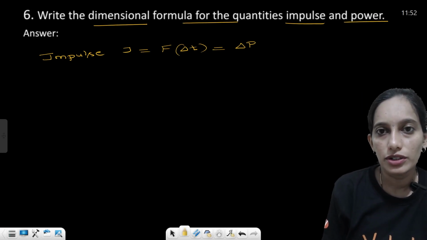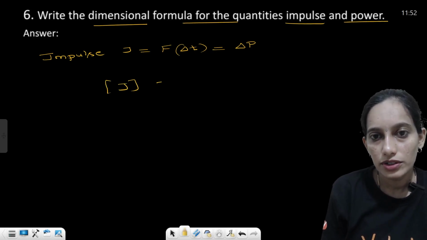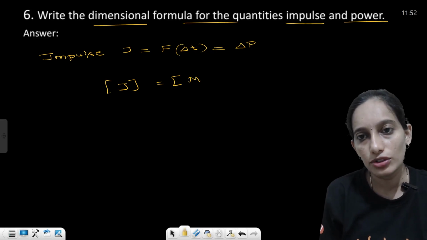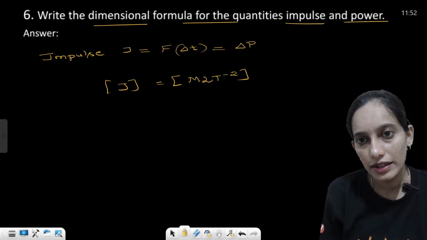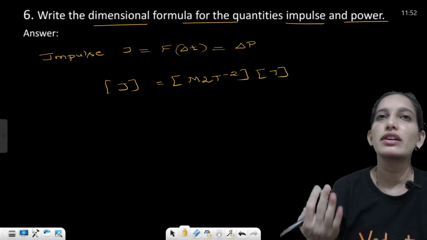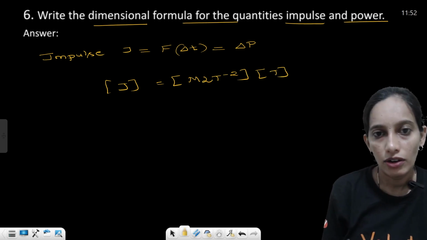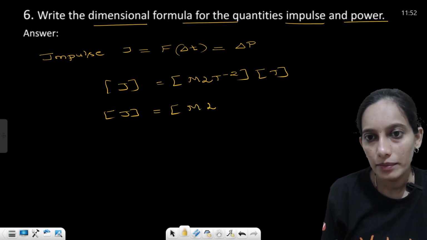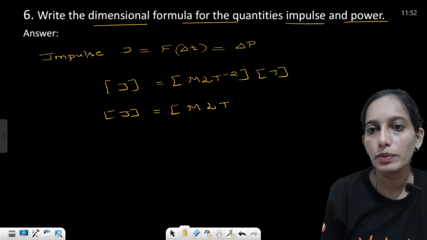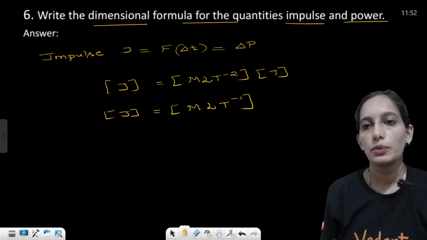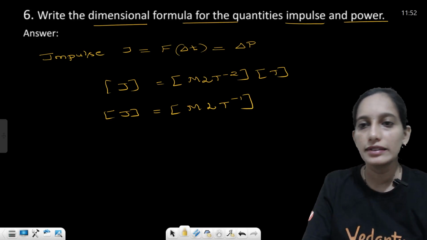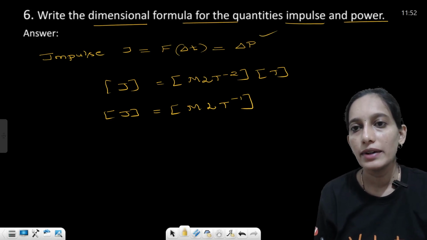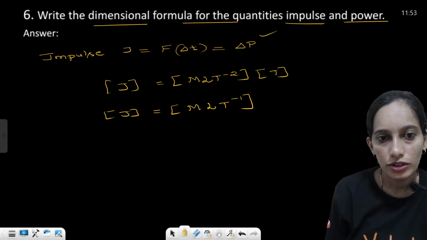With this notation, what can we write for the dimensional formula? J is equal to force dimension, and force is mass into acceleration, so we get M L T minus 2, into the change in time or time interval, which is just going to have the dimension of time, T. This will simply give us the dimension of impulse as M L T power minus 2 plus 1, which gives T power minus 1. If you take the change in momentum notation also, you get the same dimension, that is M L T minus 1. Next is power.